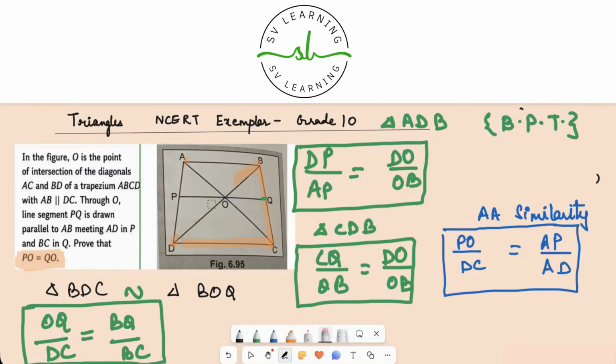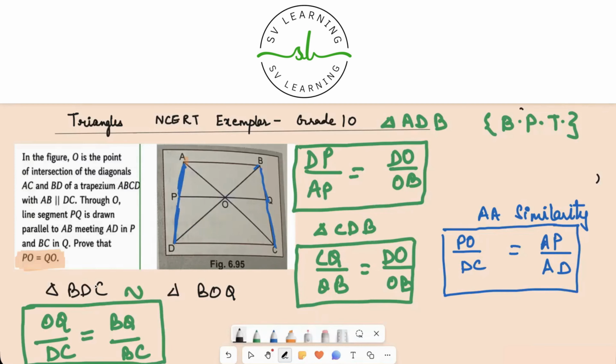So let's see. Via these two BPTs, what we have achieved actually, we have achieved that DP by AP is equal to DO by OB, which is then next equal to CQ by QB. So this is DO by OB is coming in both. So basically, I can say that now I have got these edges in proportion.